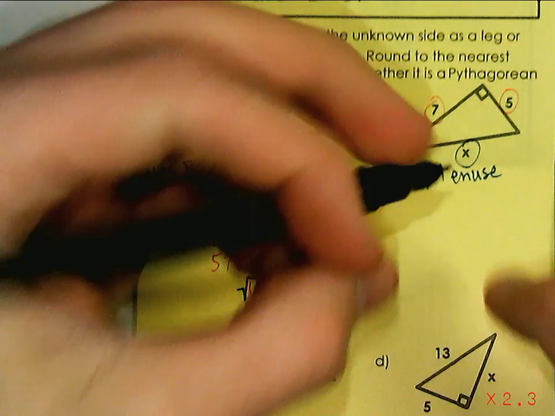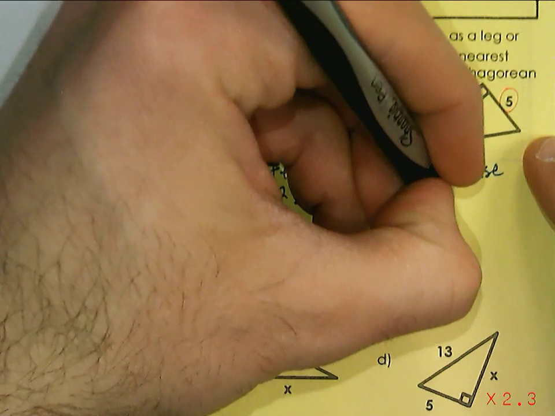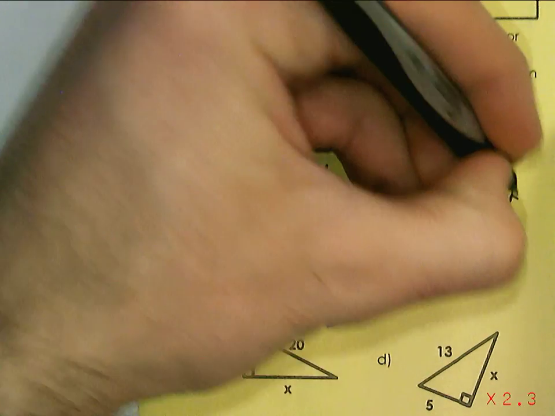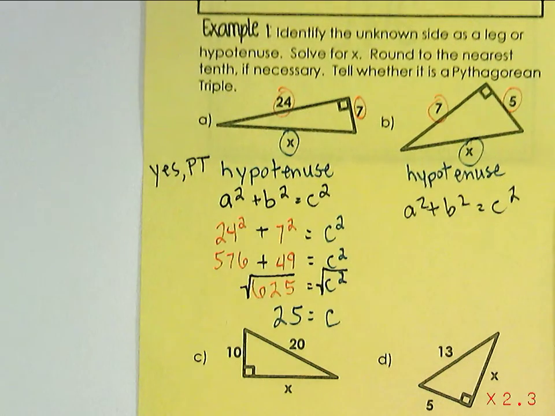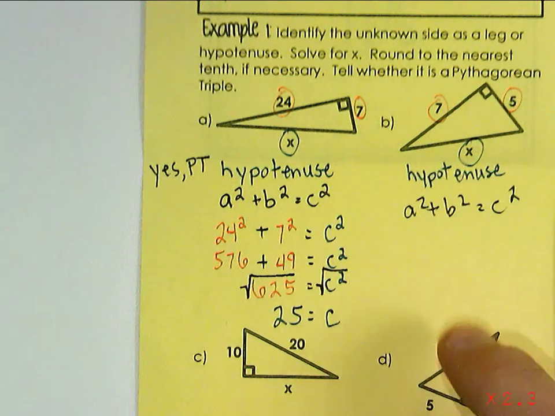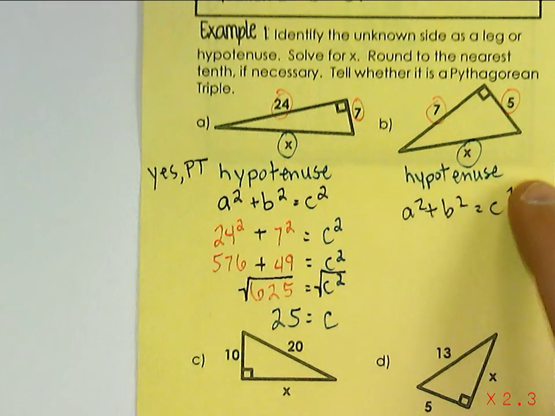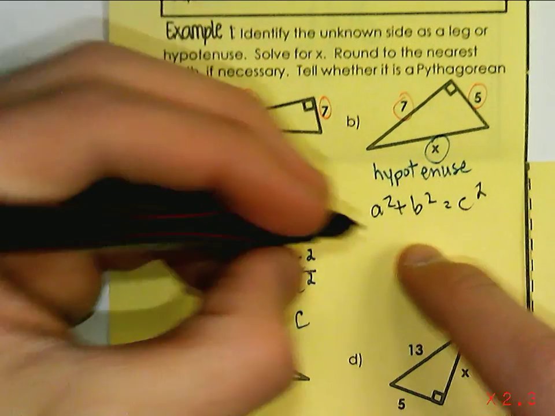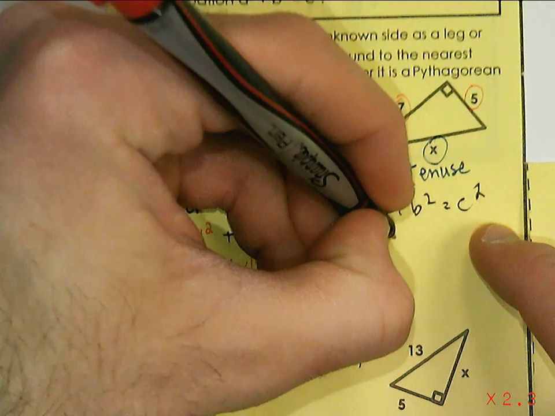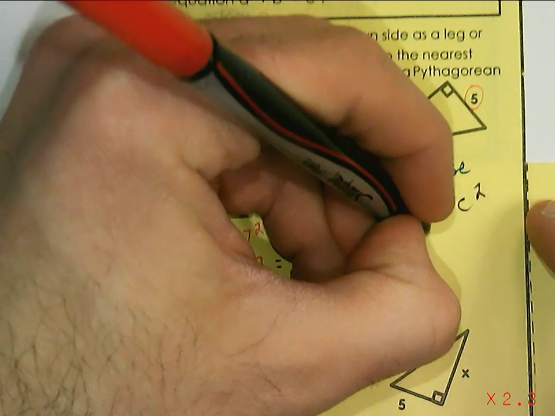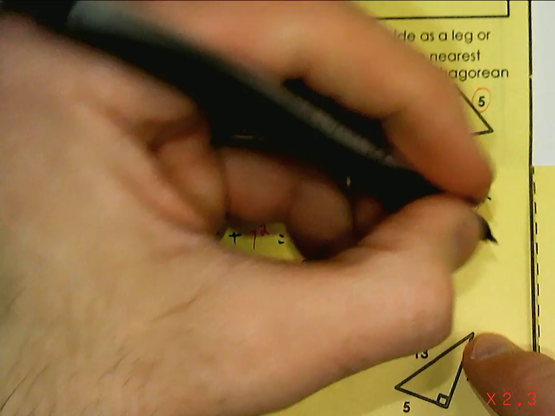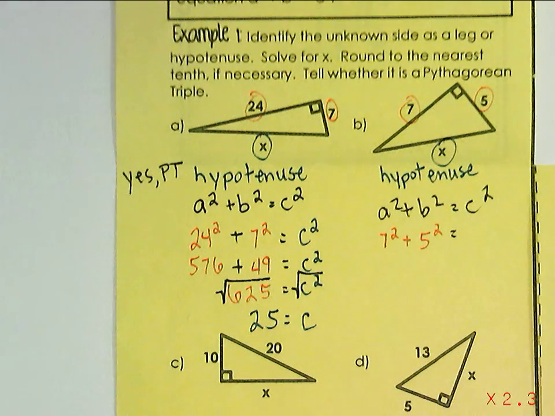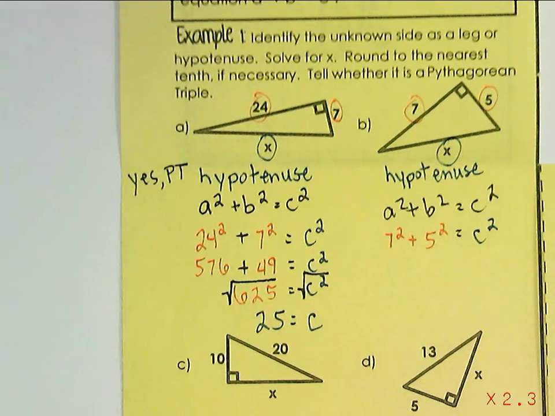So then if I write a squared plus b squared equals c squared, we can figure out what c squared is since that's our hypotenuse. So 7 and 5 will be our legs. It doesn't matter where they go in place of a or b because a and b both represent legs. So 7 squared plus 5 squared is equal to c squared. 7 squared is 49.